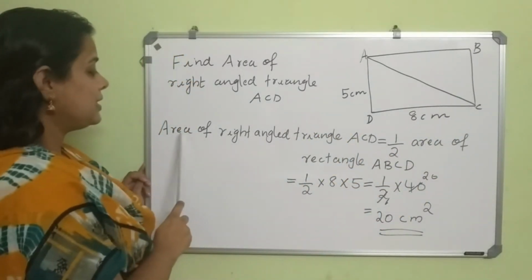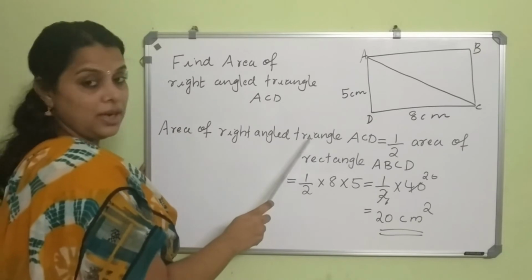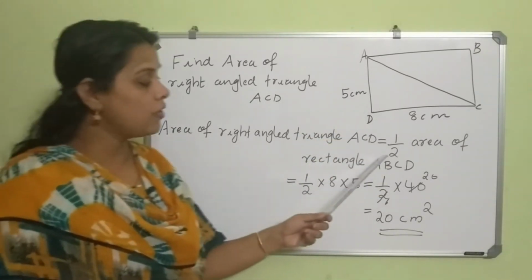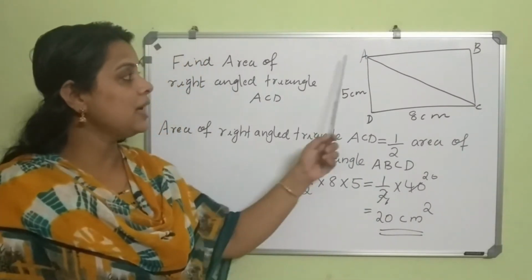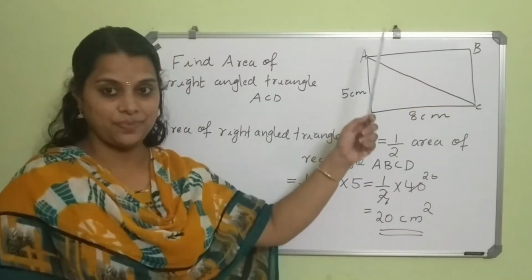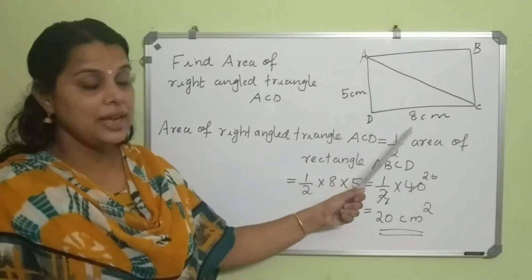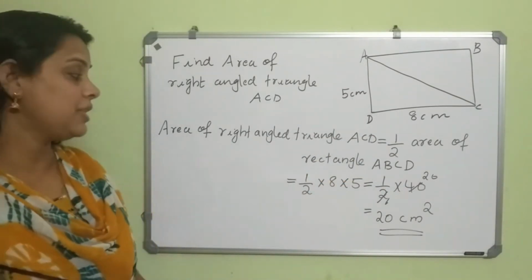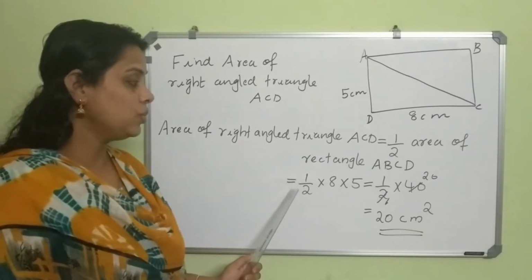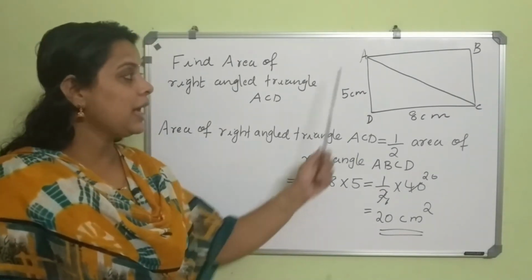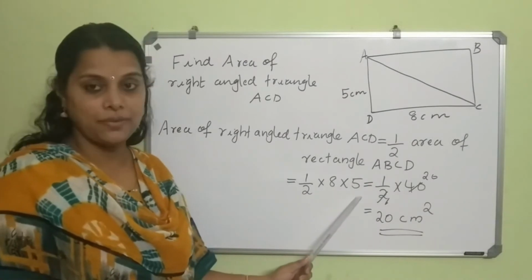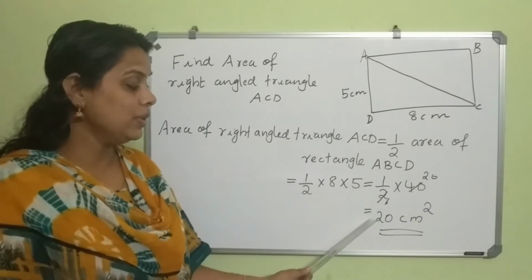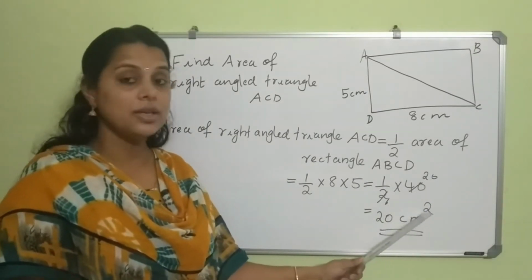So we can write area of right angled triangle ACD is half of area of rectangle ABCD. Length is given 8 centimeter and breadth is 5 centimeter. So we know how to find area of a rectangle. That is equal to half of area of rectangle, 8 into 5. That is half of 40. That is equal to 20 centimeter square.